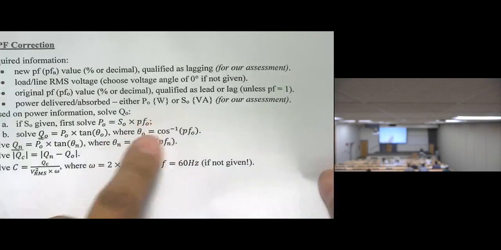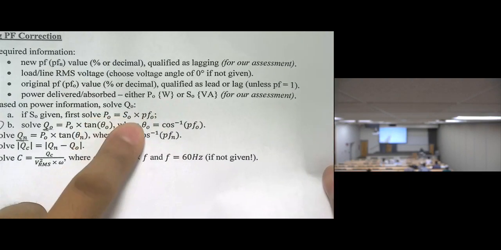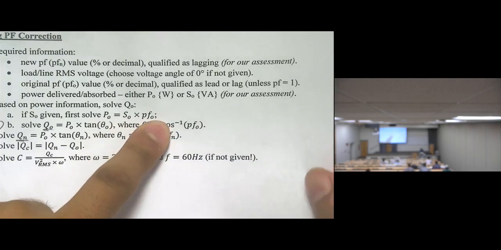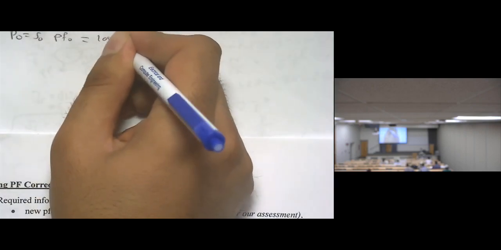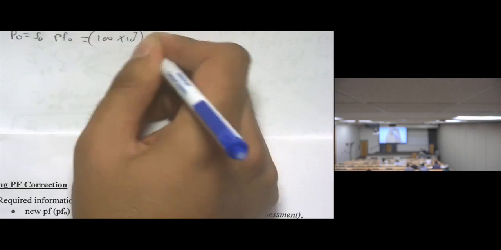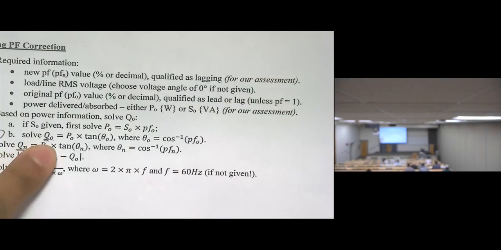Power factor correction here. We have S_O, we need to find P_O, which is S_O times power factor O. P_O equal S_O times power factor O, which will be 100 times 10 power 3 times 0.88, which will be 88 times 10 power 3 watts. Okay? The second step, let's go to the original case.